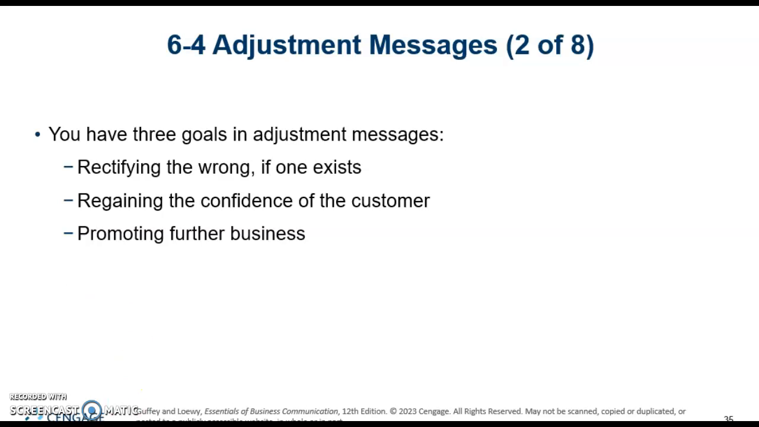Chapter 7 is going to discuss the indirect strategy for delivering negative news. You have 3 goals in adjustment messages: rectify the wrong, if the wrong exists, regain the customer's confidence, and promote future business with that customer.